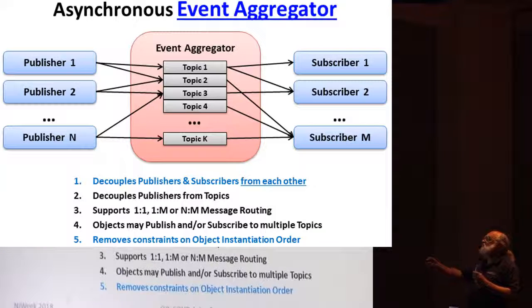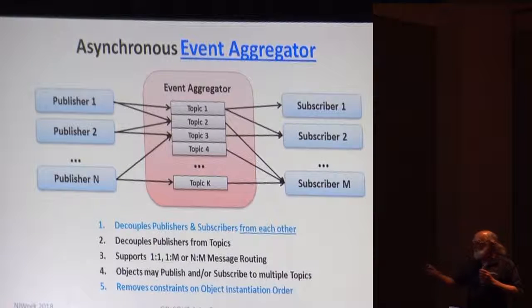It decouples publishers and subscribers, and it does it through topics. And you can have multiple publishers publishing to the same topic. You can have a single publisher publishing to one topic. This is enforced by my framework. And you can have multiple subscribers subscribing. And this event aggregator doesn't have to be an actor. It can be a by-value class, because it only handles the publish and subscribe requests the way I did.